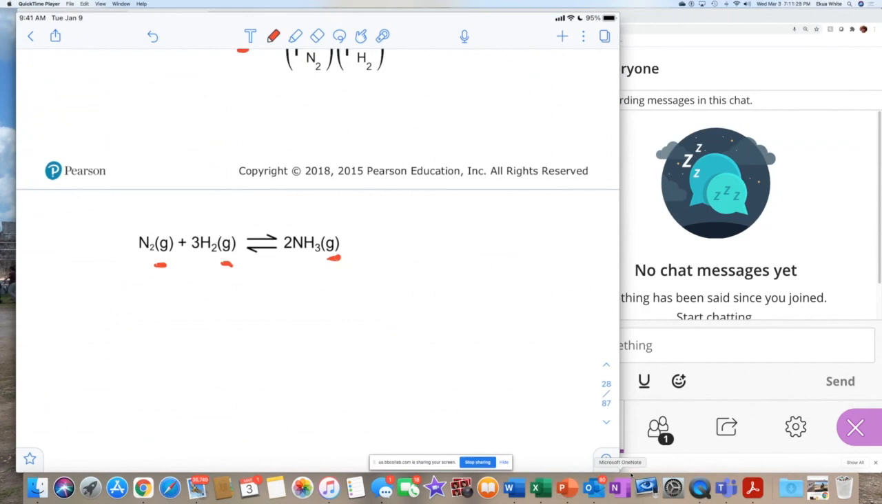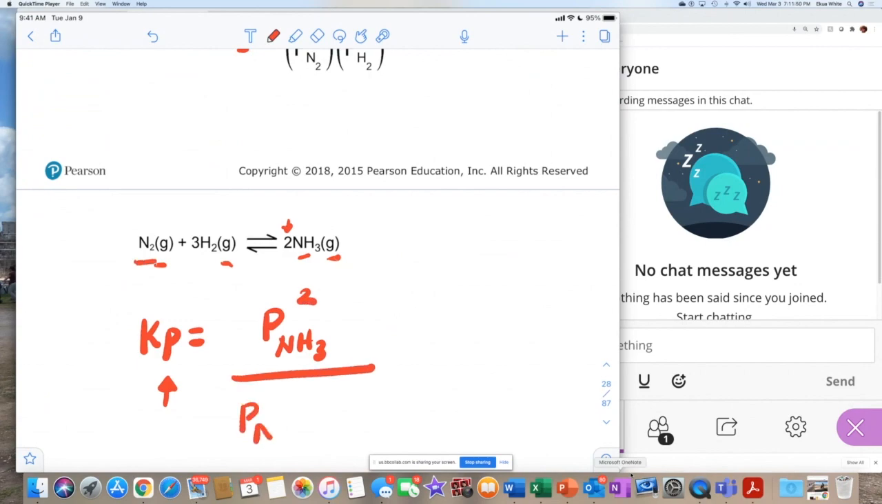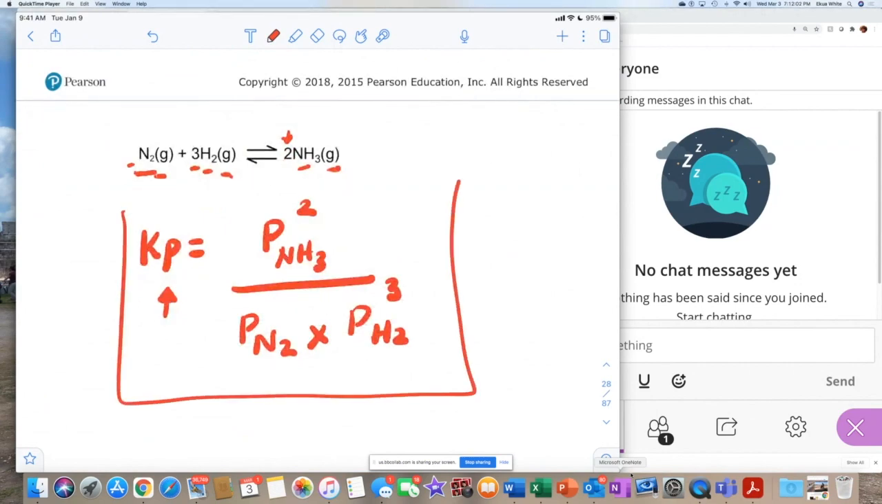I will catch up. We are working on Kp, right? Kp, so the product, but remember, Kp is saying focus on the pressure. So we are writing this differently, right? The pressure of the product, which has the formula NH3, raised to the power 2, divided by the pressure of N2 raised to the power, the 1 is implied, times the pressure of H2 raised to the power 3. Okay, this is our Kp.